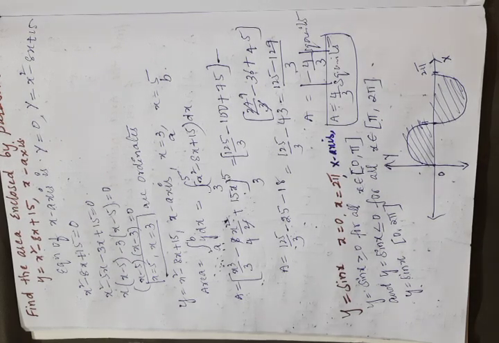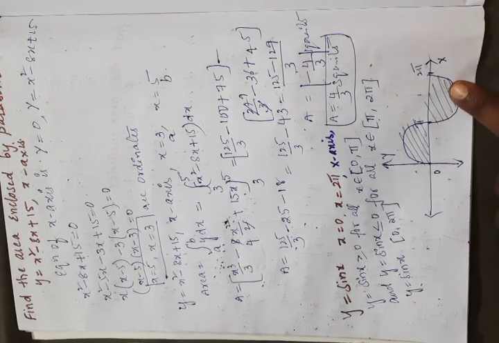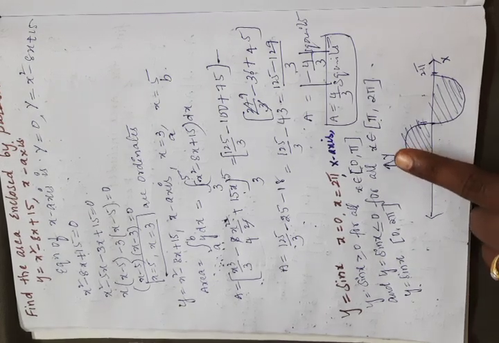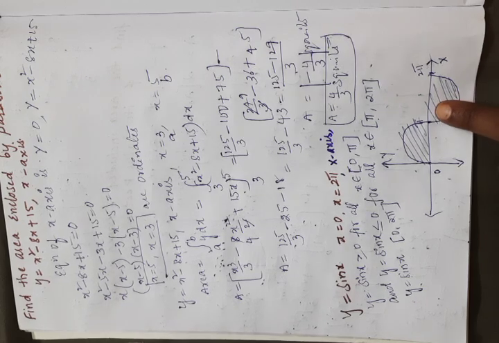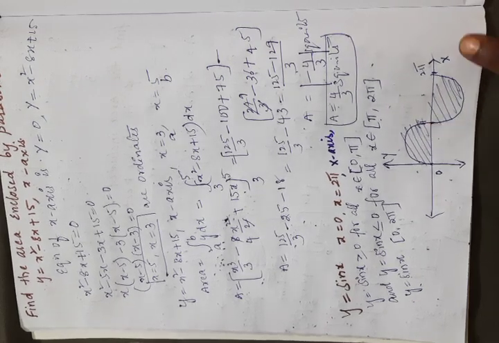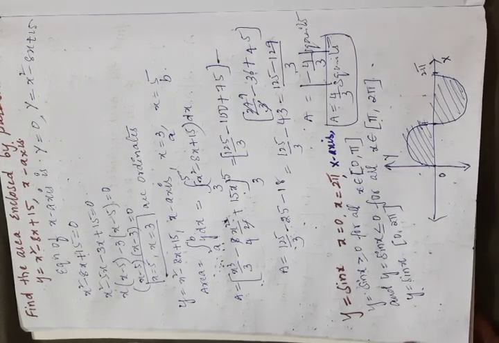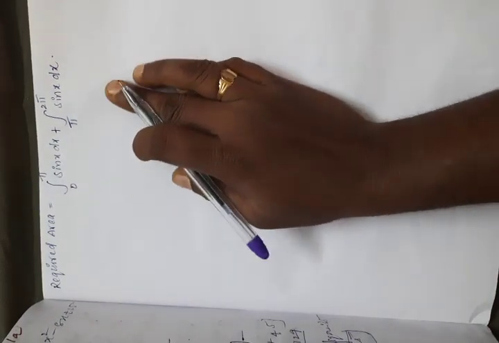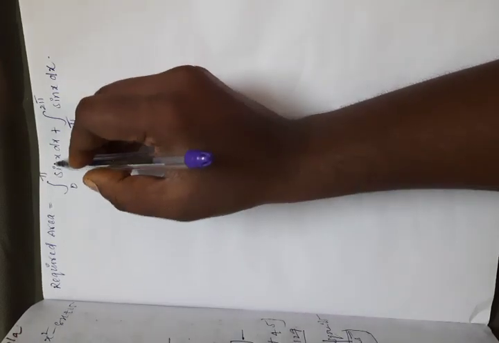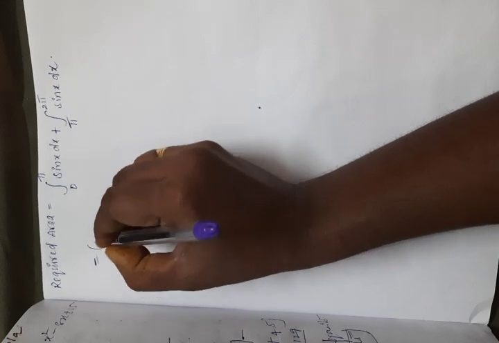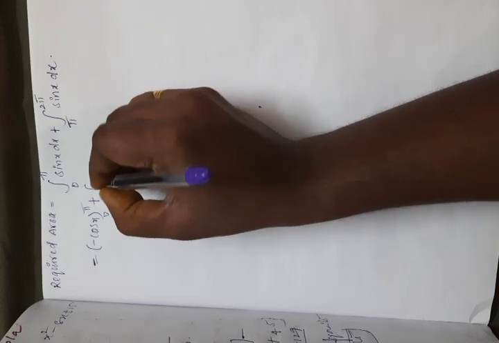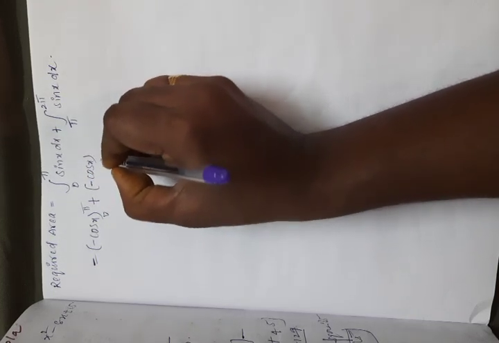Therefore, the required area is equal to the shaded area, which is equal to the area of the region 0 to pi plus the area of the region between pi to 2 pi. Let us consider the formula as two parts. So our required area is equal to integral 0 to pi sin x dx plus integral pi to 2 pi sin x dx. Now we have to solve this. Sin x integration is minus cos x. So minus cos x from 0 to pi plus here also minus cos x from pi to 2 pi.